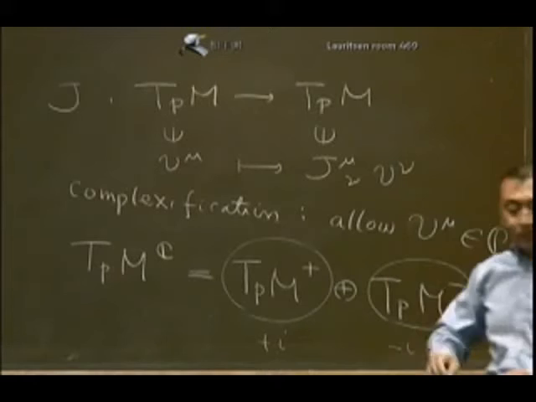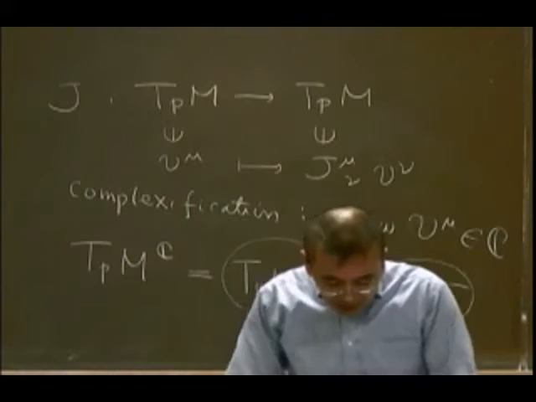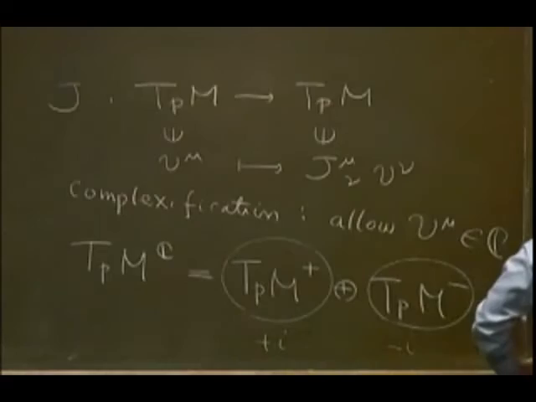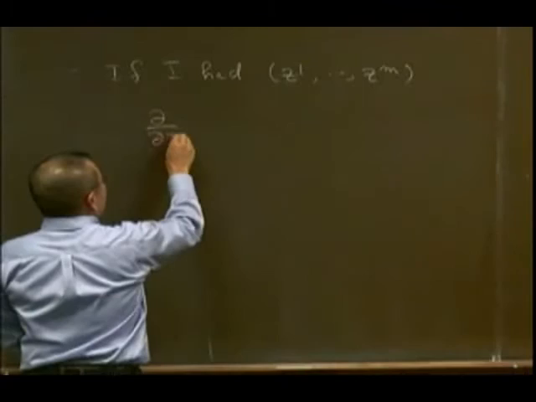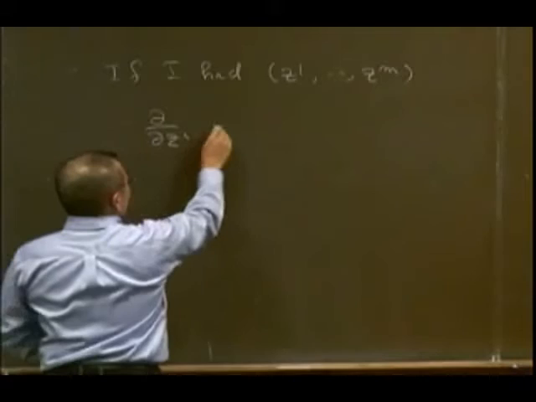Okay. So that's good. So like somebody over there said, if I had complex coordinates z^1 to z^2m, then I could have considered something like this. The subspace generated by these. So if I use coordinates, that's going to be this kind of combination.